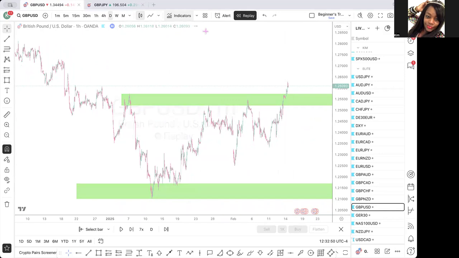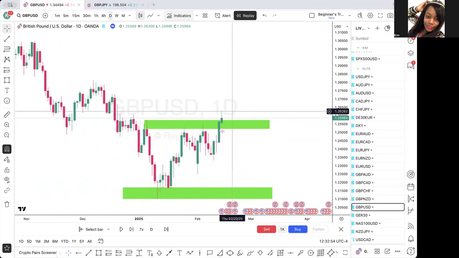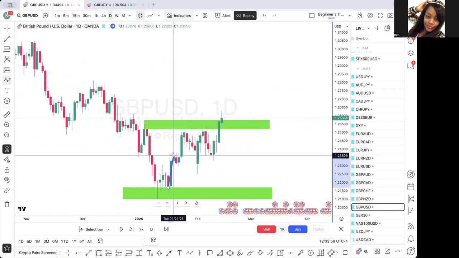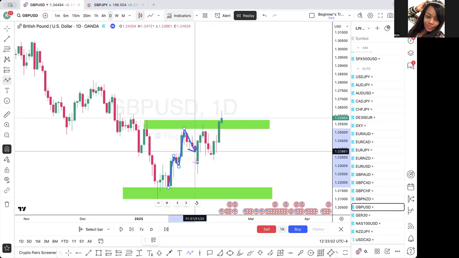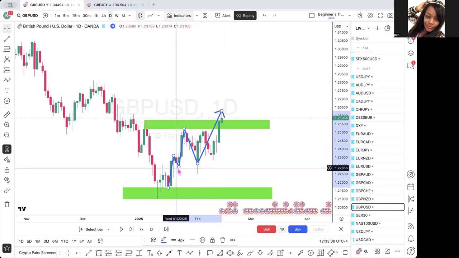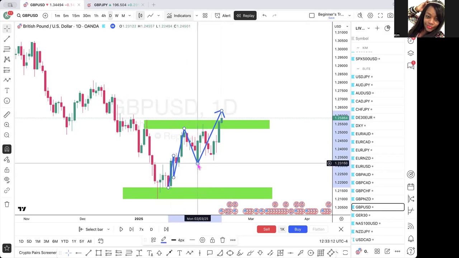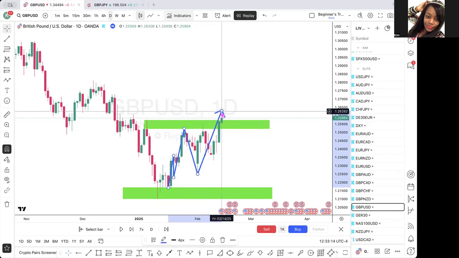I'm just going to go back to the daily, and then based on the daily, mark up that structure that you see. You saw that price pushed up, pushed back, pushed up, pushed back, and now we pushed up. Okay. And this was the pullback right here. And this was the pullback right here. And that was the push up right there.